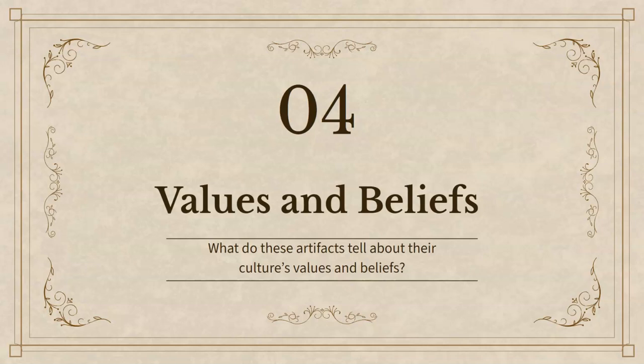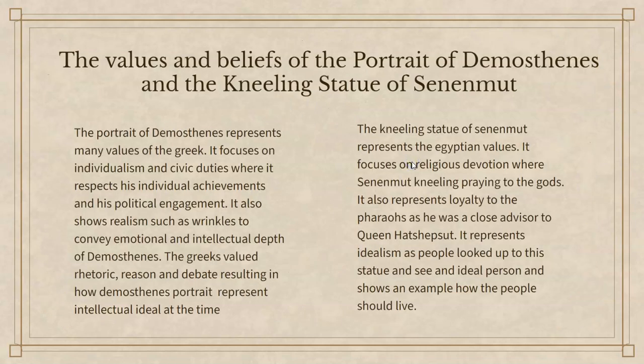The portrait of Demosthenes embodies the values of individualism and public service that were central to Athenian democracy. Demosthenes was celebrated for his rhetorical skills and his efforts to resist the rise of Macedonian power under Philip II. His portrait reflects Greek respect for individual excellence and political engagement. The Greek portrait often sought to capture the character and intellect of the subject rather than idealized beauty.